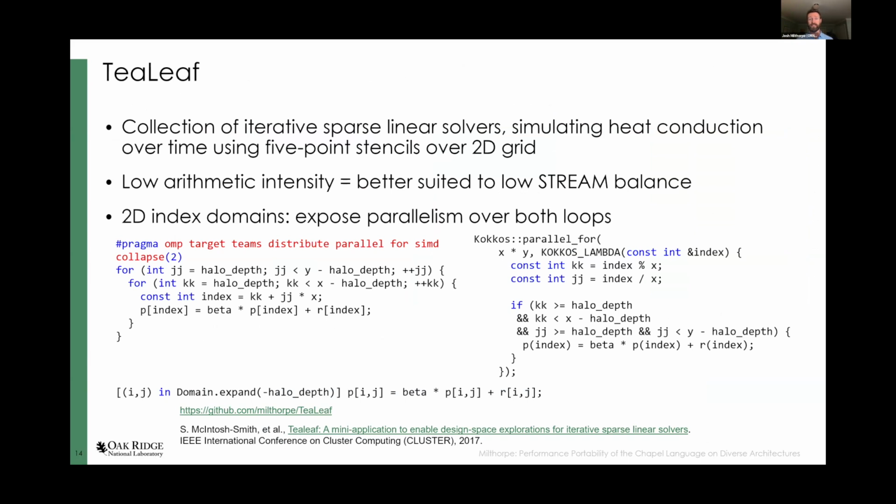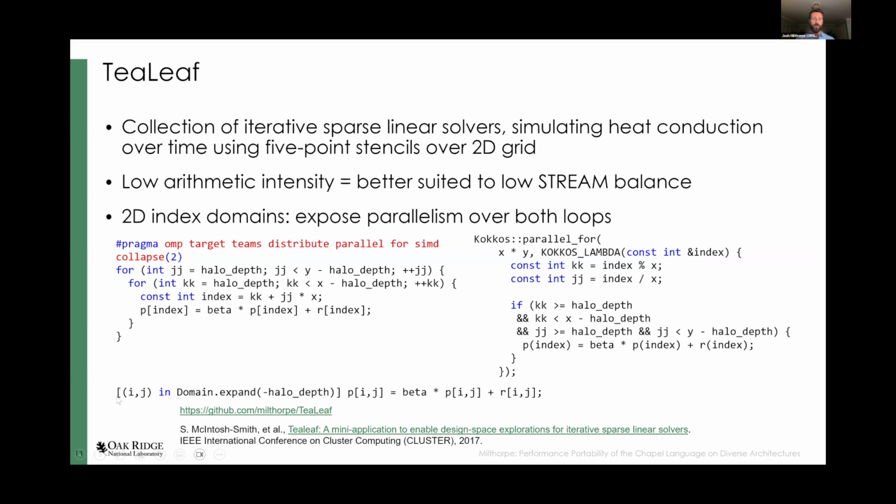The indexing in tleaf of the data is very interesting. We're operating over 2D index domains, and so ideally we'd like to expose the parallelism in both dimensions in our parallel loops. So in the OpenMP target implementation, we're distributing the loop and collapsing it across both nested loops here over J and K, the 2 dimensions of the domain. In Cocos, that's done slightly differently. The programmers collapsed those 2 loop indices into a single dimension and then distributed that.